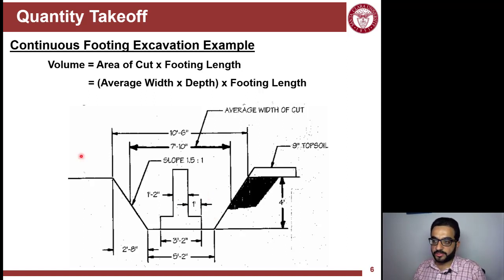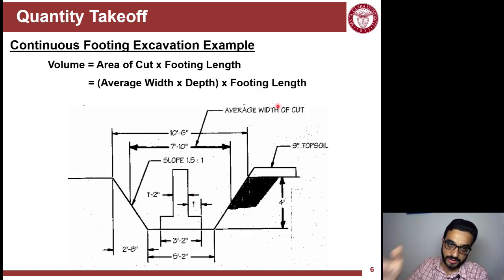That cross section area will equal the average width, which in this case is the average of 5 feet 2 inches and 10 feet 6 inches, times the depth, which in this case is 4 feet. Sorry, topsoil is not counted because that's a different activity. You remove the topsoil in one activity, and then the excavation is another activity. And then the footing length depends on this third dimension here. So that's another example of quantity takeoff.